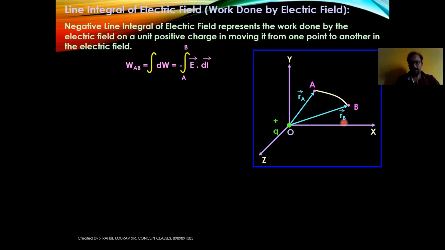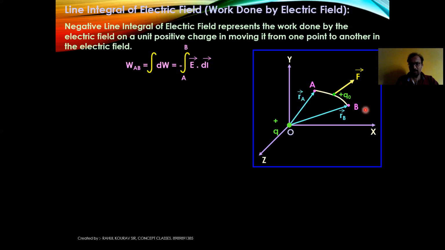Then if you move a charge from A to B, how will it move? It will move like that. You can see that this is a slightly curved path. It means that the motion of charge from A to B is independent of the path followed. It may be the upper curve, it may be the lower curve, or it may be a straight line. It does not matter which path you follow. You can take any path as per your choice.